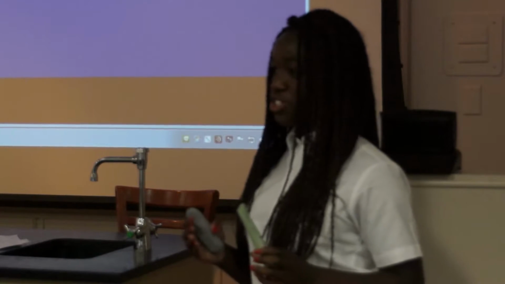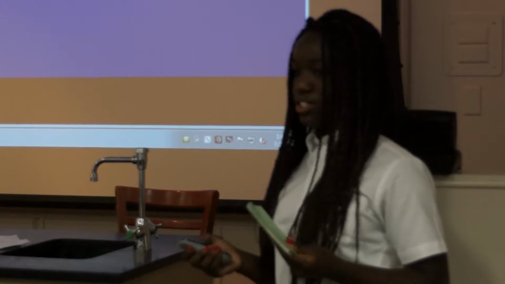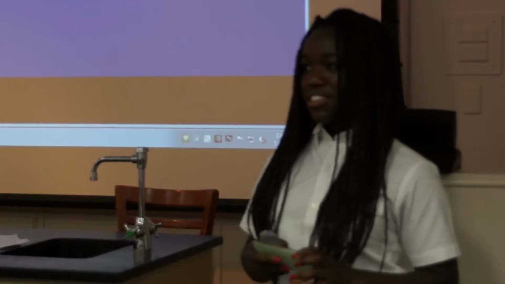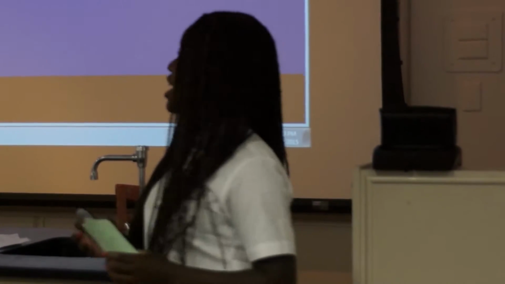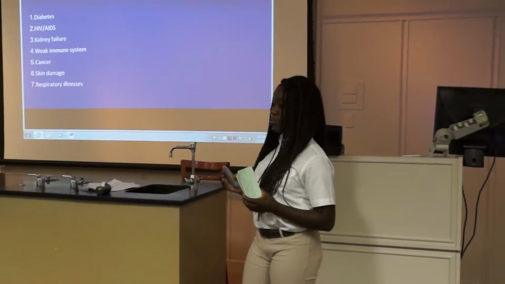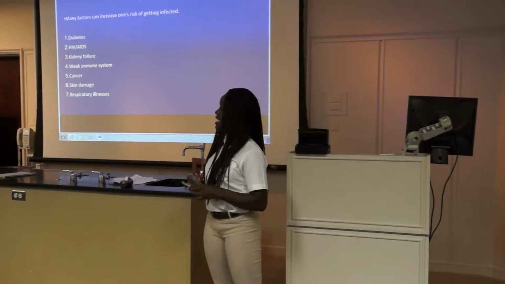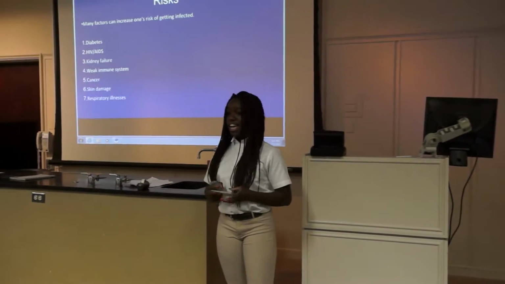When dealing with patients that have been infected with Staphylococcus aureus, doctors must acknowledge a person's general health before infection, how much of the infected substance has been ingested, and the amount of bacteria on the substance or material. Many factors can increase one's risk of getting infected, especially when diabetes, HIV and AIDS, kidney failure, a weak immune system, cancer, skin damage, and respiratory illnesses have been in their past.